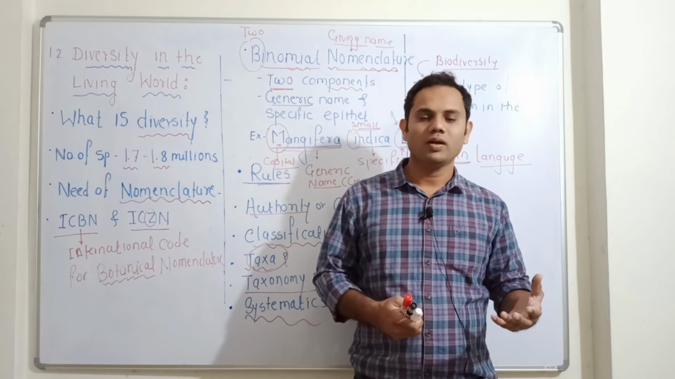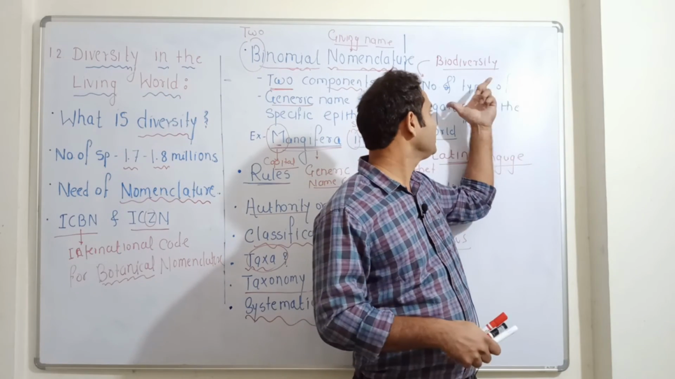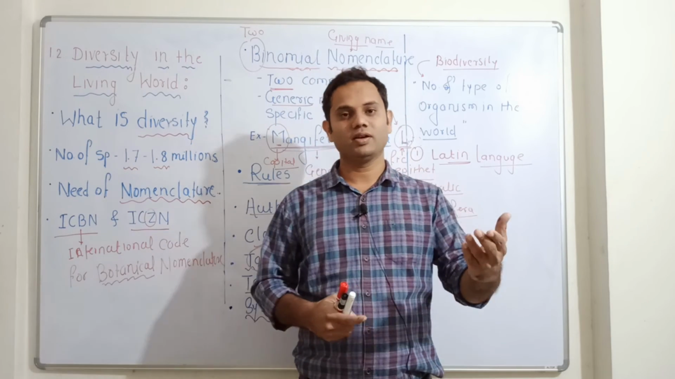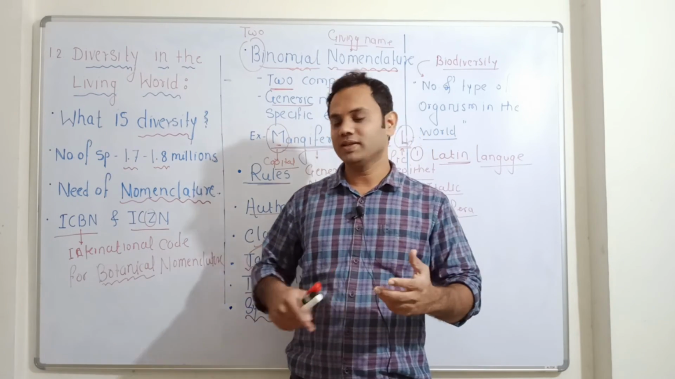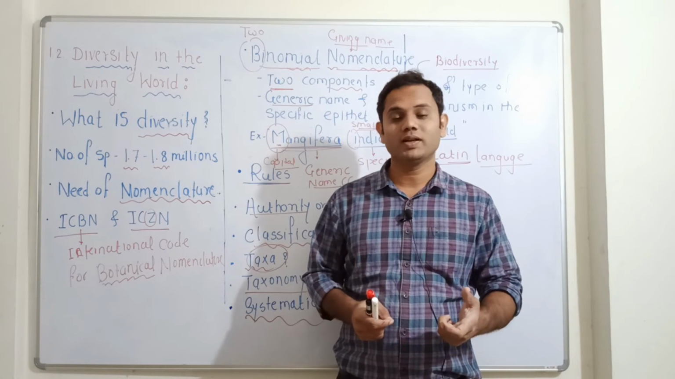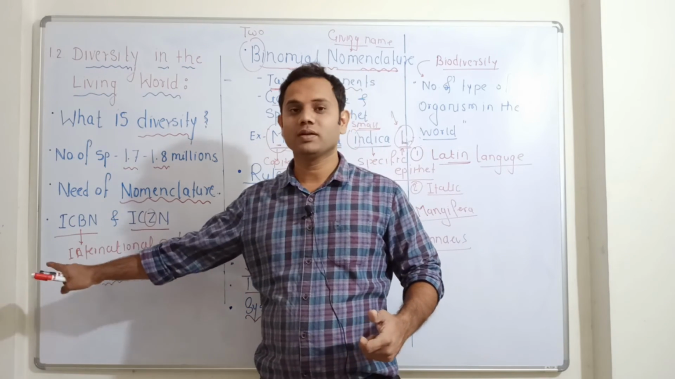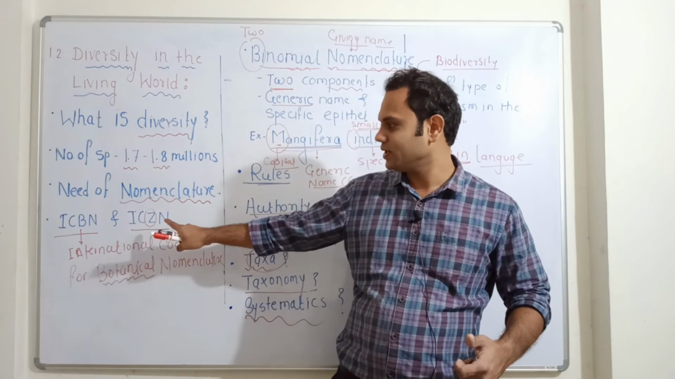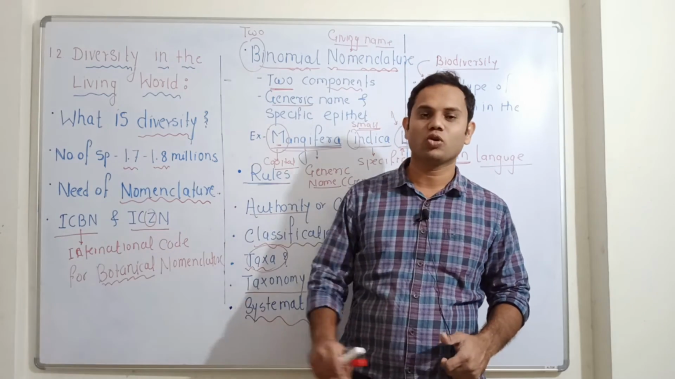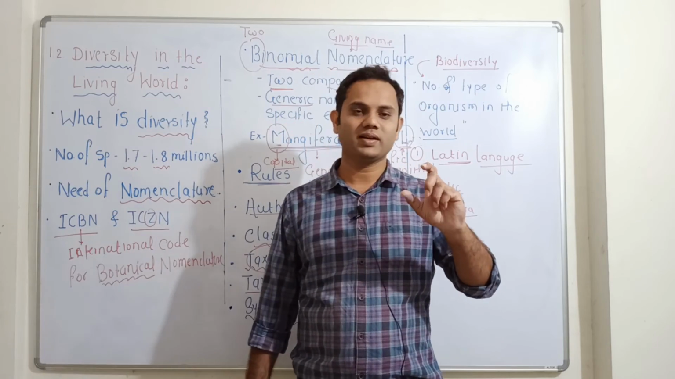So overall we discussed today what is diversity and biodiversity. We have seen that a tremendous amount of diversity exists, around 1.7 to 1.8 million types of organisms on the earth. Then why is there a need of nomenclature? To avoid confusion and ambiguity. Then there are associations like ICBN and ICZN, the International Code of Botanical Nomenclature and the International Code of Zoological Nomenclature, that set certain principles and criteria.